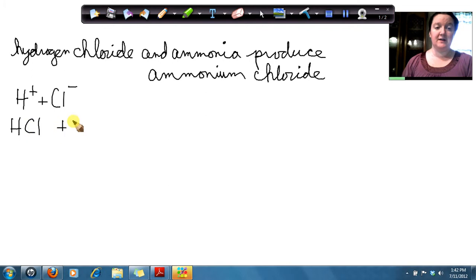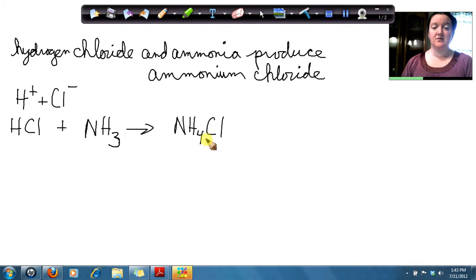And we're going to add that together with ammonia. Now we know that ammonium is NH4+, but ammonia doesn't have that extra hydrogen, so it's NH3. And this is producing ammonium chloride. Now we know that NH4 has a +1 charge. We know that chloride has a -1 charge. So the formula of them together is NH4Cl.